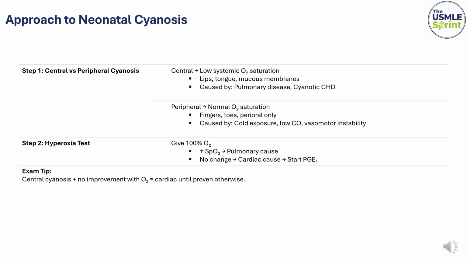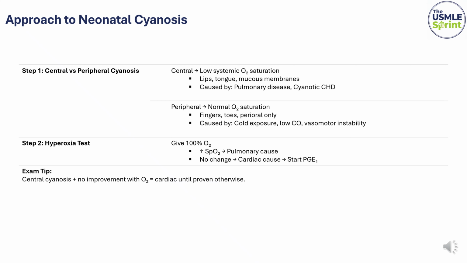The problem here is that oxygen isn't reaching the bloodstream properly, which can happen in pulmonary disease or in a cyanotic congenital heart defect. Peripheral cyanosis, on the other hand, happens when blood flow is sluggish or when the tissues are extracting more oxygen than usual. The fingers, toes, or around the mouth might look blue, but oxygen saturation is normal and the mucous membranes are pink. This can happen with cold exposure, vasomotor instability, or low cardiac output.